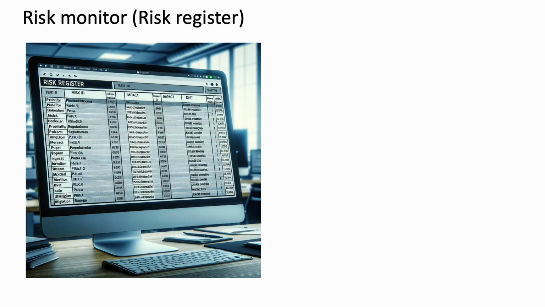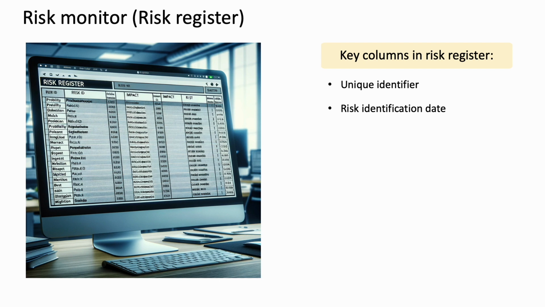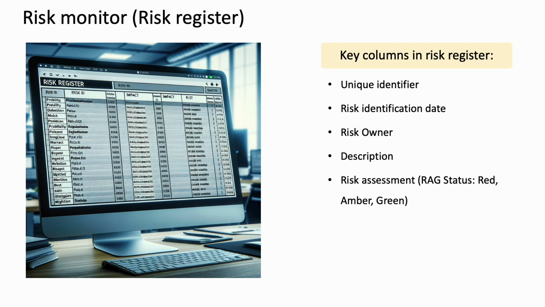The final step in our risk management process involves monitoring the risks, typically through a risk register. This comprehensive tool lists each risk with its unique identifier, identification date, and the person responsible for managing it. It includes a detailed description and an assessment of the risk based on its potential impact, detection probability, and the likelihood of successful mitigation. This assessment often uses a RAG, red, amber, green, status to indicate risk severity, with red representing high severity and green the least.